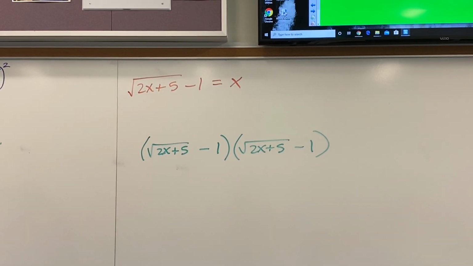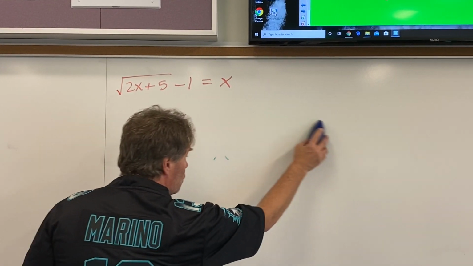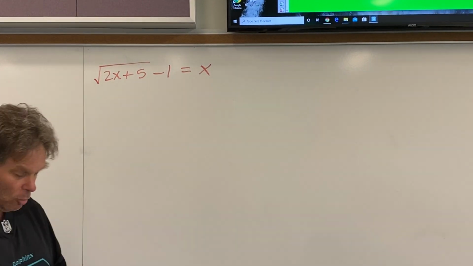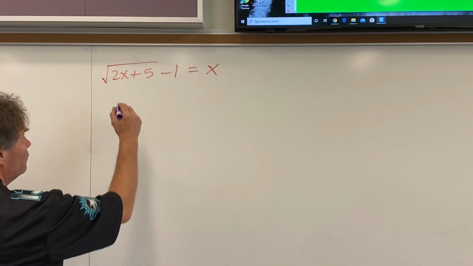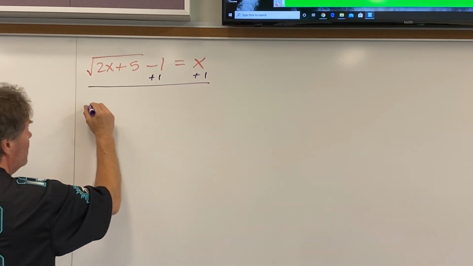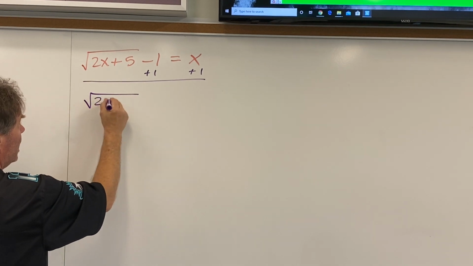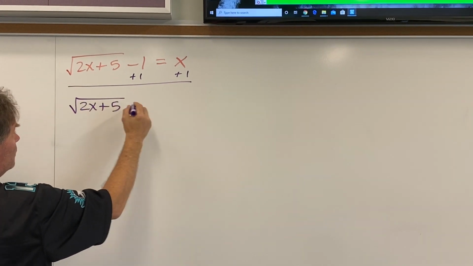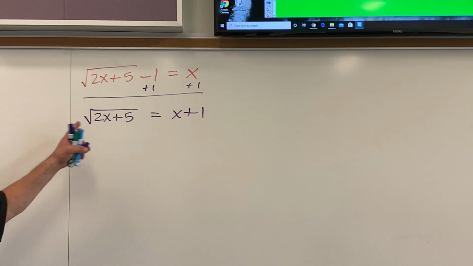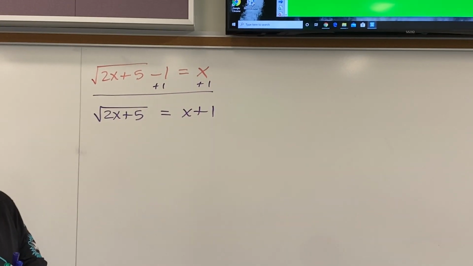What you want to do instead is get the radical by itself. Get the radical by itself, okay? So what do we do? Add 1 to both sides, okay? By the way, we're stepping it up a notch at this point. This problem is harder than the other ones we've been doing. Look what we got. Radical by itself. Good news.